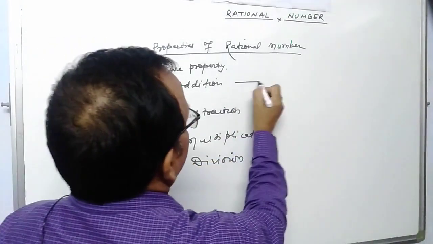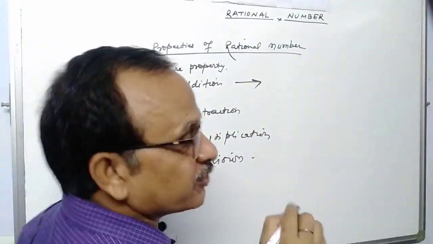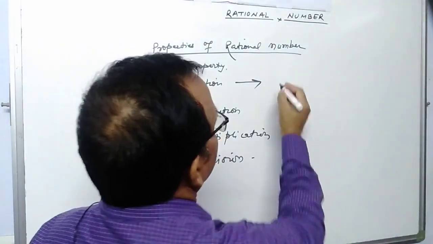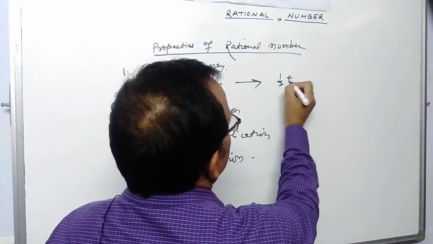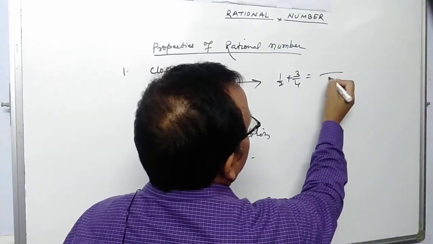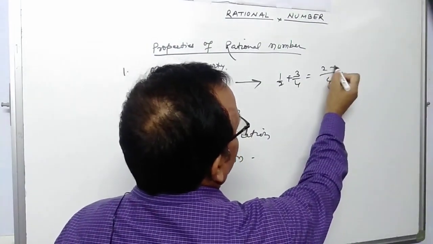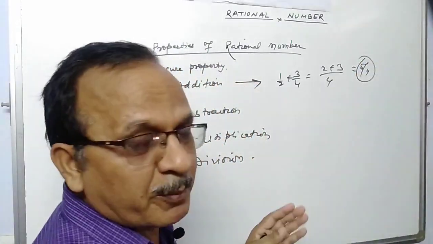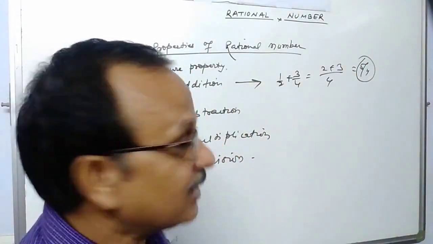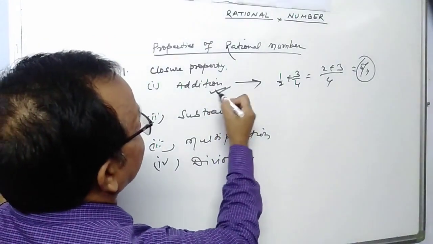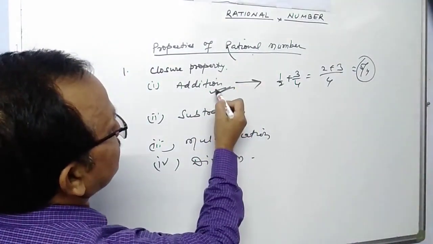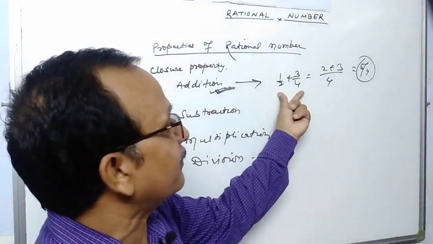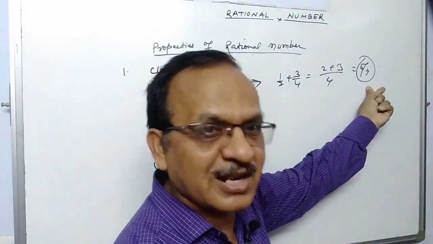So in addition, you see, when we add two rational numbers, the resultant will also be a rational number. For example, 1 by 2 plus 3 by 4. How much you will get? LCM will be 4. Again 2 plus 3, that is equal to 5 upon 4. What is 5 upon 4? 5 upon 4 is also a rational number. So it is closed under addition. That is, rational number is closed under addition. Why it is closed under addition? Because when we add two rational numbers, the resultant is also a rational number.